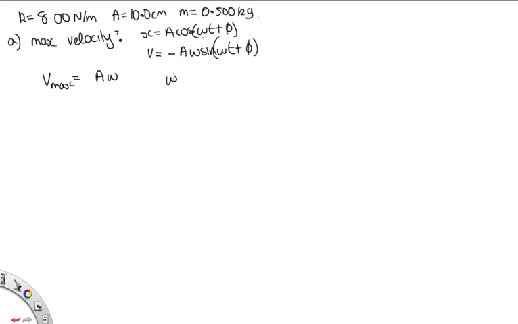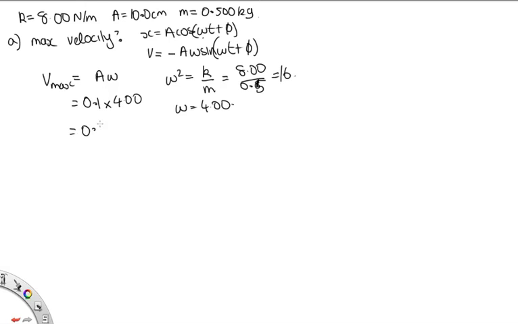Now we said omega squared is equal to k on m. So that's 8.00 over 0.5, which is 16. So omega squared is 16, so omega is equal to 4.00. Okay, so our maximum acceleration is the amplitude, 10 centimeters, 0.1 meters times the 4.00.